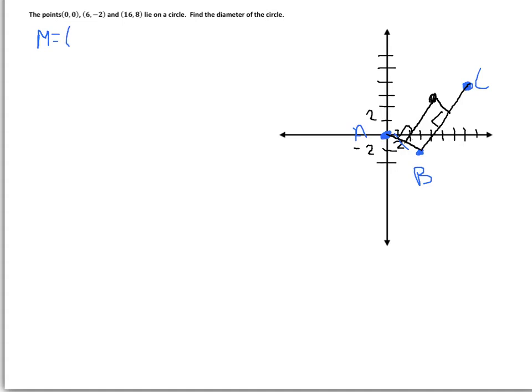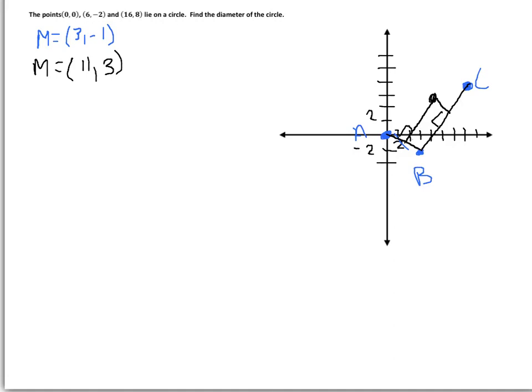So the midpoint of AB is 3, -1. And then the midpoint of BC is 16 plus 6 divided by 2, which is 11, and 8 plus -2 is 6, divided by 2 is 3. So there's our two midpoints.